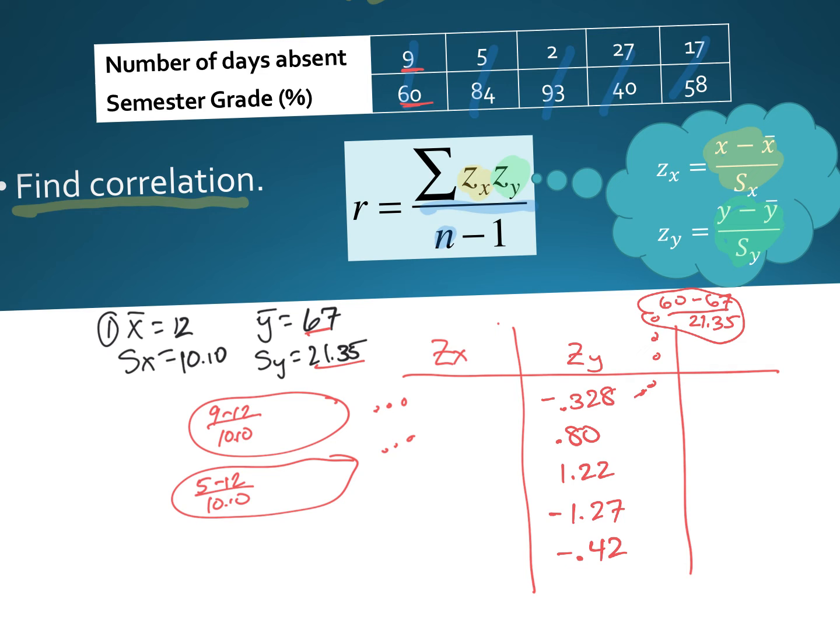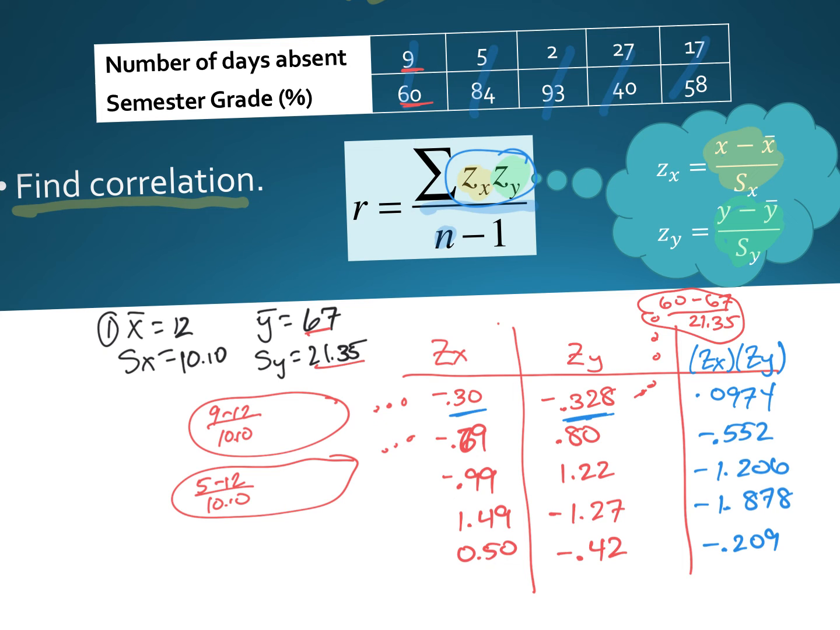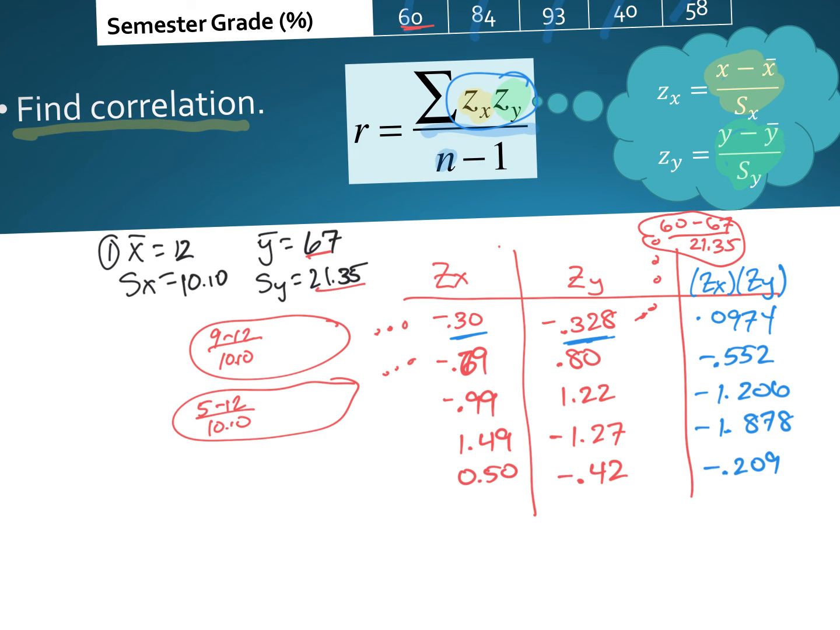Now the next step is to take the zx column and the zy column, and multiply them together. You're going to multiply straight across because this is the z-score for the x, and this is the z-score for its y coordinate of that same ordered pair. Hopefully when you multiply straight across, you get the same products. Okay, so the next thing we'll do, this summation means I'm going to add my products together. So that's what we'll do now.